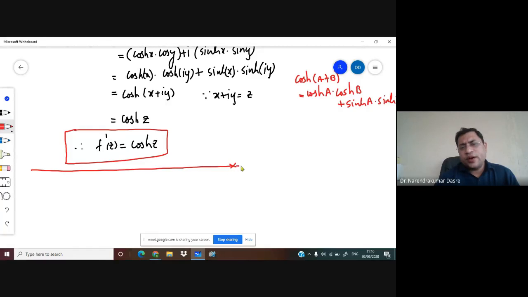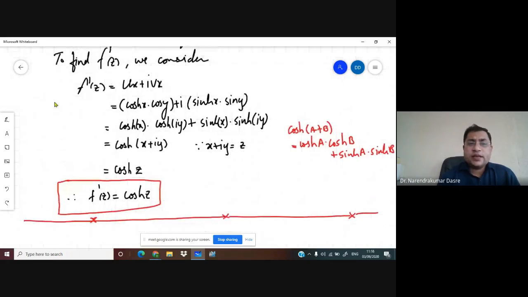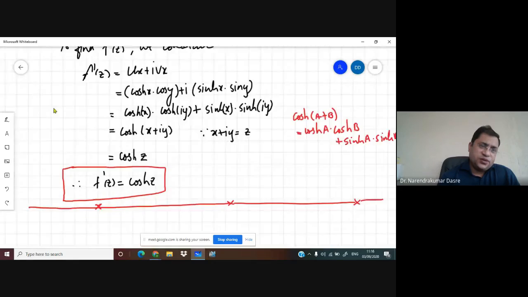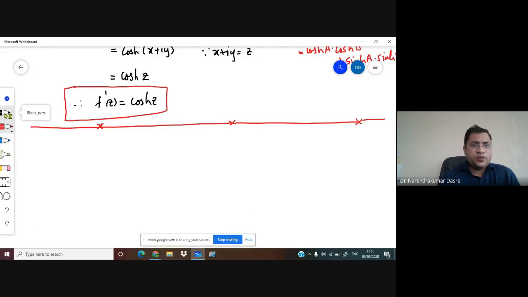Now the question is, is it possible that the function will satisfy only the CR equations and then it will be an analytic function? As I said, no. These are only the necessary condition, not sufficient. So let us try one example.